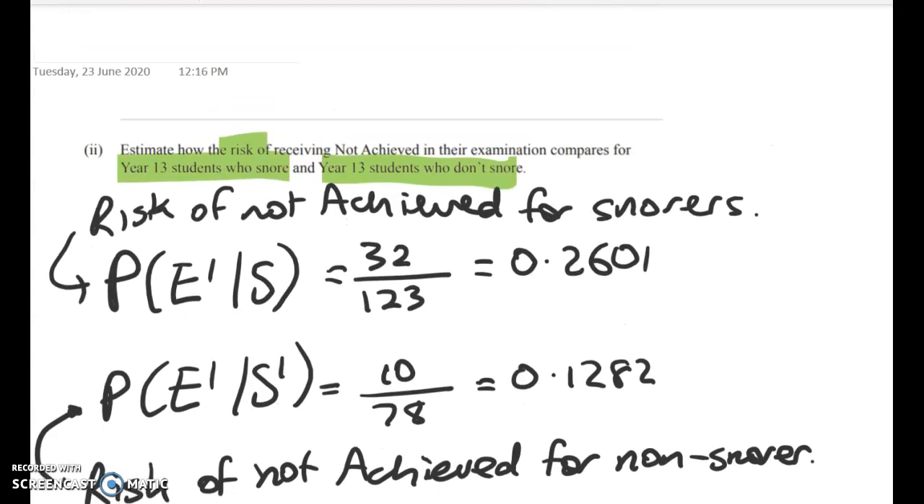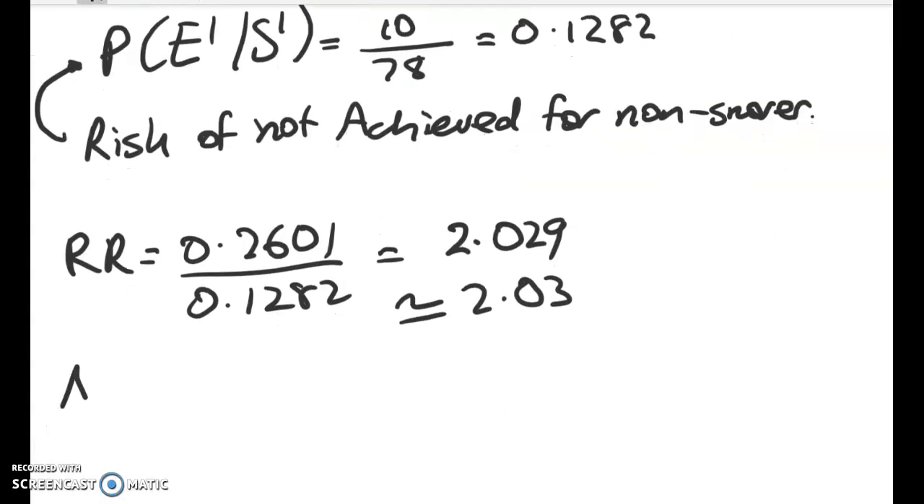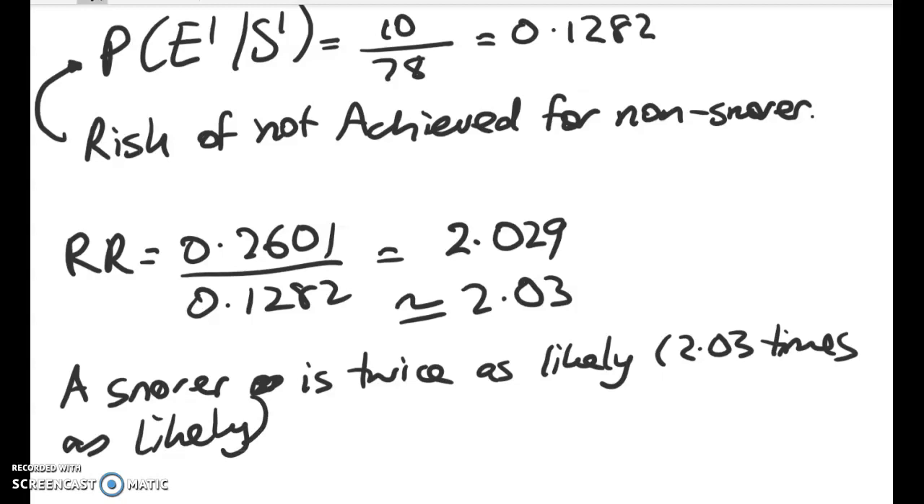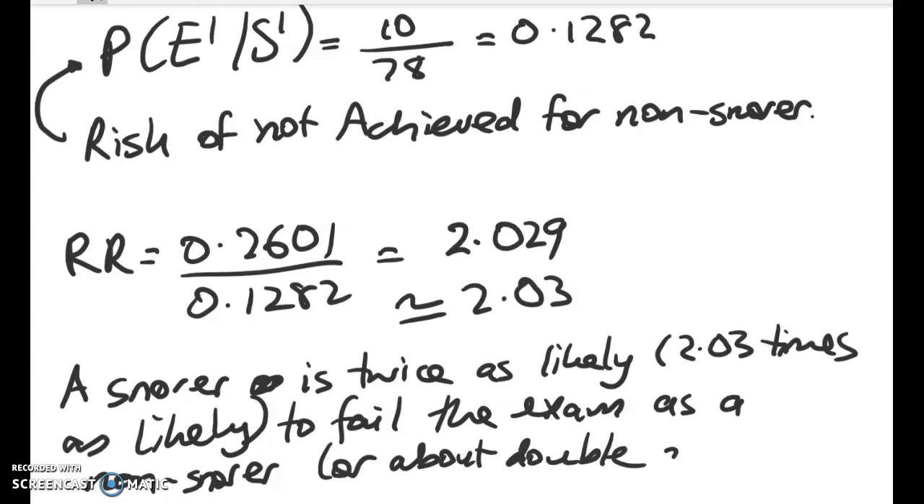We need to interpret that in context, right? So we have to estimate how the risk compares for those who snore and those who don't. So a statement like this: a snorer is twice as likely, well, really, more precisely, 2.03 times as likely to fail the exam as a non-snorer, or about double as likely.